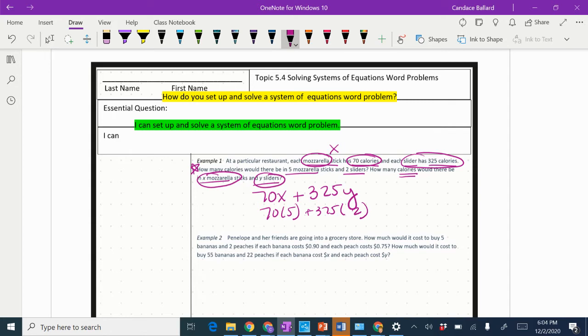And then when I multiply that out, I get 70 times 5 is 350. 325 times 2 is 650. So my final answer is that there would be 1,000 calories.